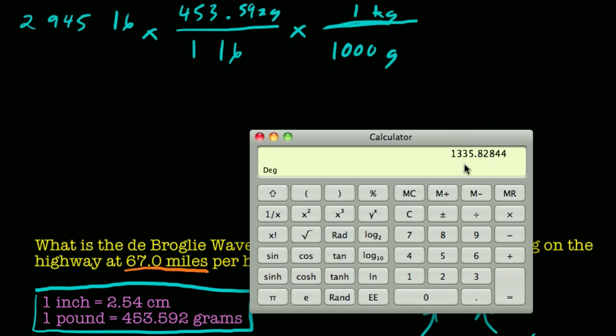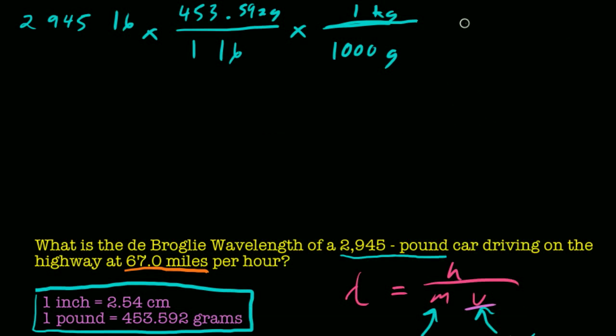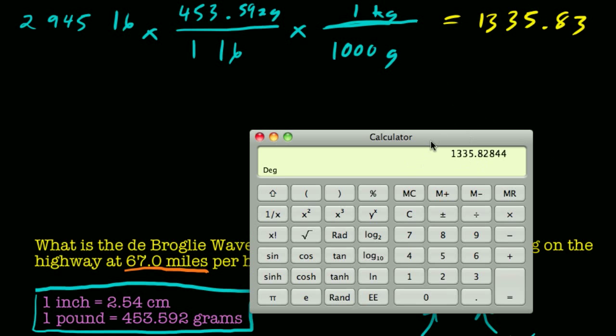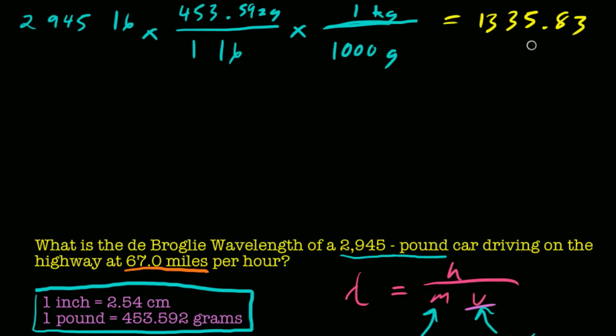1335.83. Actually, let me just check that one more time, just because I've been making some mistakes with copying these answers down. So we've got 1335.83, and that is in kilograms now. So now we're pretty much set. We can start putting everything into our de Broglie equation.